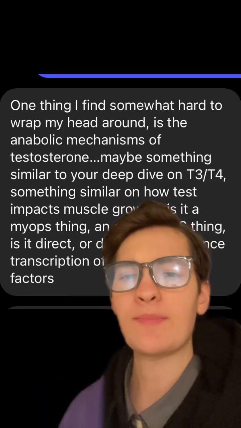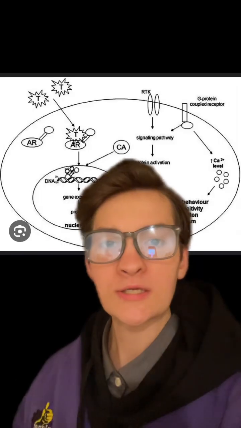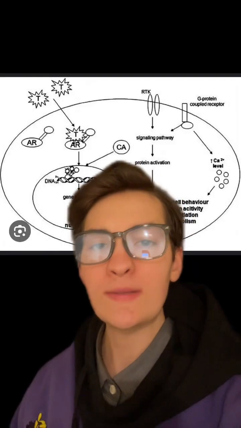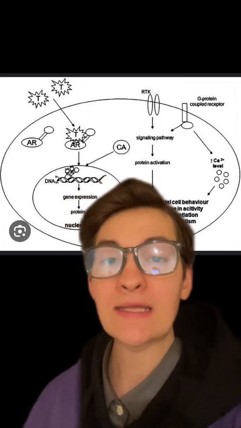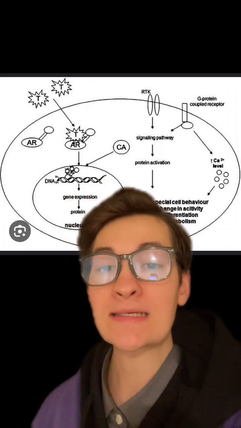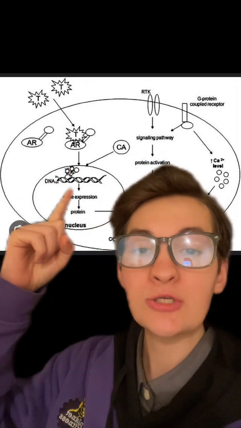How does testosterone impact muscle growth? In essence, how are anabolic steroids anabolic? Testosterone is a lipid, therefore it can diffuse through the membrane of cells, meaning it can directly enter into a cell. It can then bind to the androgen receptor that is inside of the cell, and the complex of testosterone and androgen will then bind to our DNA.